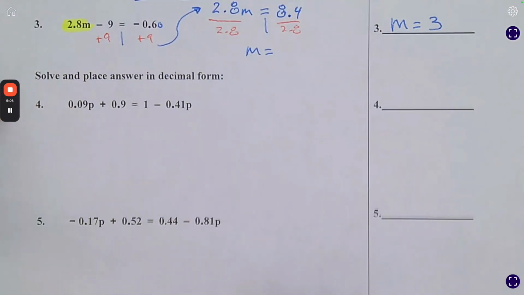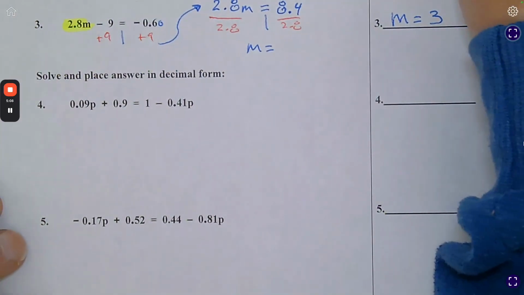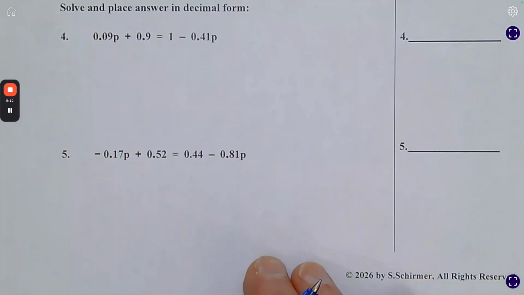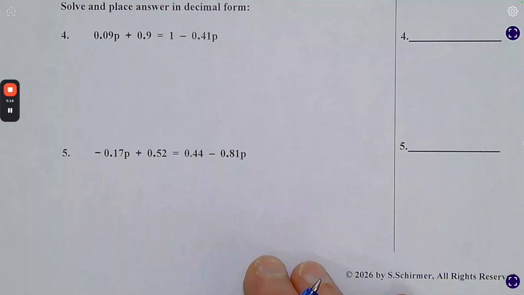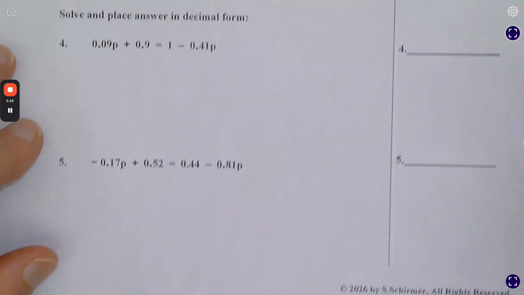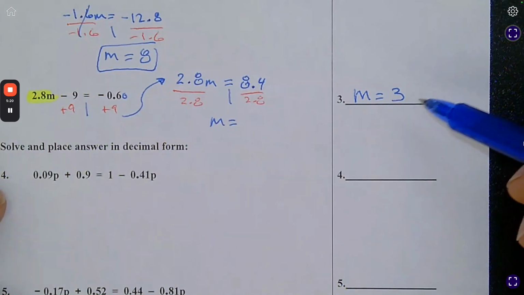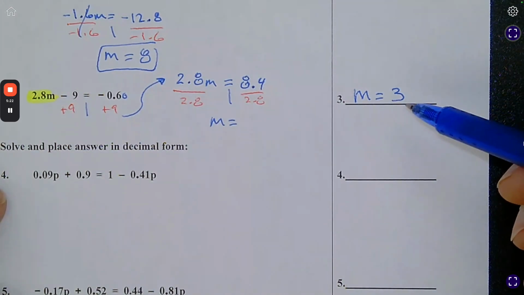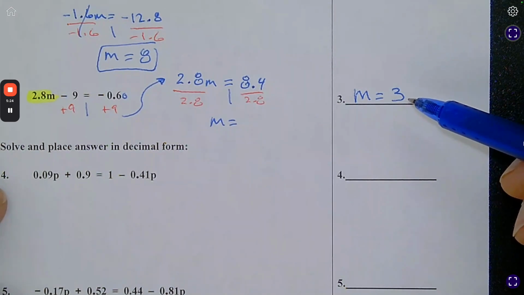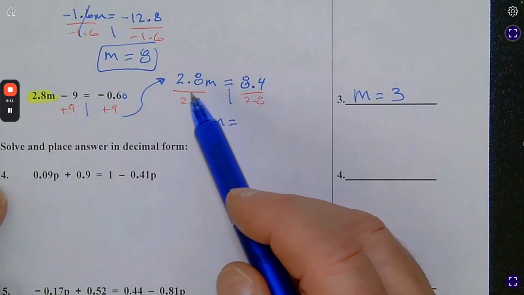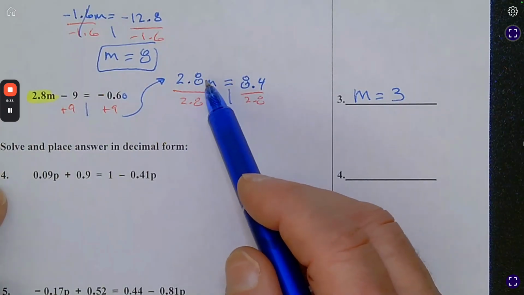All right. Solve and place answer in a decimal form. Okay, so that means I'm going to have a non-integer answer. An integer means a number without a decimal point, right? There's no number less than a whole number. So decimal points are used when we have a fraction of a whole number. So that's like 0.8 of 1, right? 2 wholes and 0.8 of 1.